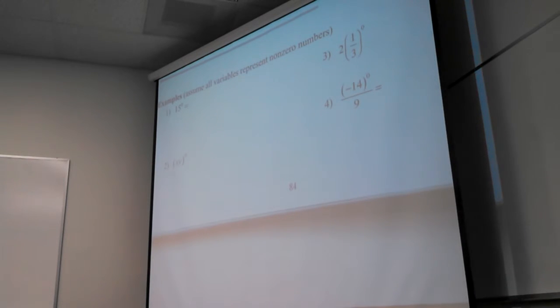So number 1 and number 2 are the easy questions in this set, because the whole number that's there is being raised to a 0 power. So anything to the 0 power is 1. So number 1 is 1. That's crazy. So 15 to the 0 power is 1. If I got no 15s, I got 1. It's just a 1 sitting there.